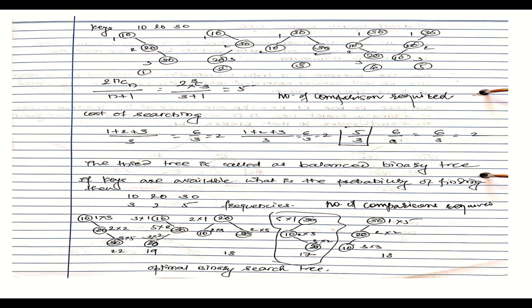Similarly, for number 2 it will be 2. For 3 it will be 1 plus 2 plus 2, 5 by 3. For number 4 it will be 6 by 3. For number 5 again it will be 6 by 3. So the optimal cost which I can find out of these 5 trees is 5 by 3. So 5 by 3 is the optimal cost of mine, where I require minimal effort to find the elements from my tree.